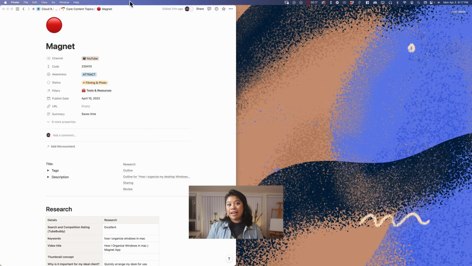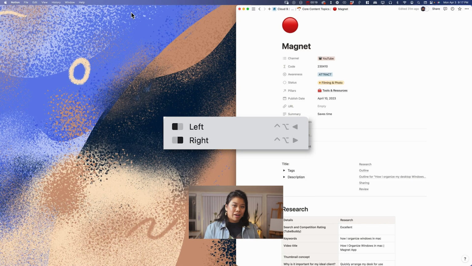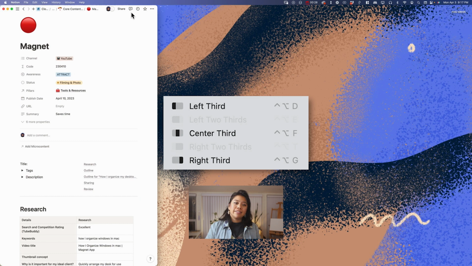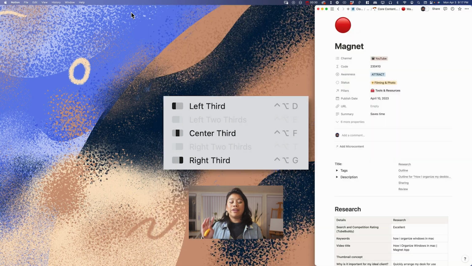Now, with all of the different shortcuts, it's going to be a combination of Control-Option plus one other key, so it makes it really easy for you to remember. If you remember Control plus Option, you can start playing around and pressing the rest. For left and right 50%, I press Control-Option plus left or right arrow keys. For thirds, I press Control-Option D, F, or G, which on a QWERTY keyboard are all right next to each other, so it makes it really easy.